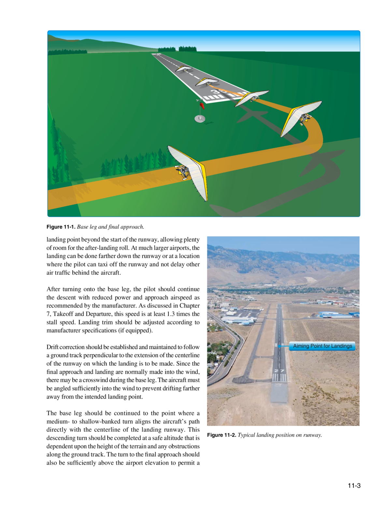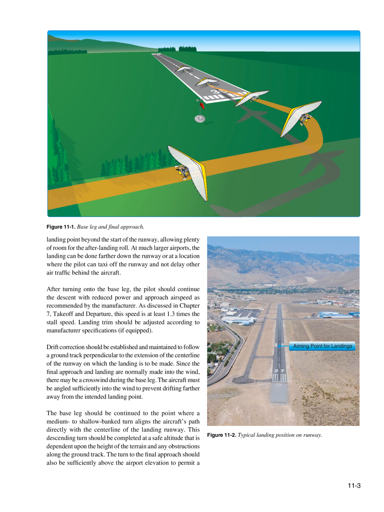After turning onto the base leg, the pilot should continue the descent with reduced power and approach airspeed as recommended by the manufacturer. As discussed in Chapter 7, Takeoff and Departure, this speed is at least 1.3 times the stall speed. Landing trims should be adjusted according to manufacturer specifications, if equipped. Drift correction should be established and maintained to follow a ground track perpendicular to the extension of the centerline of the runway on which the landing is to be made.